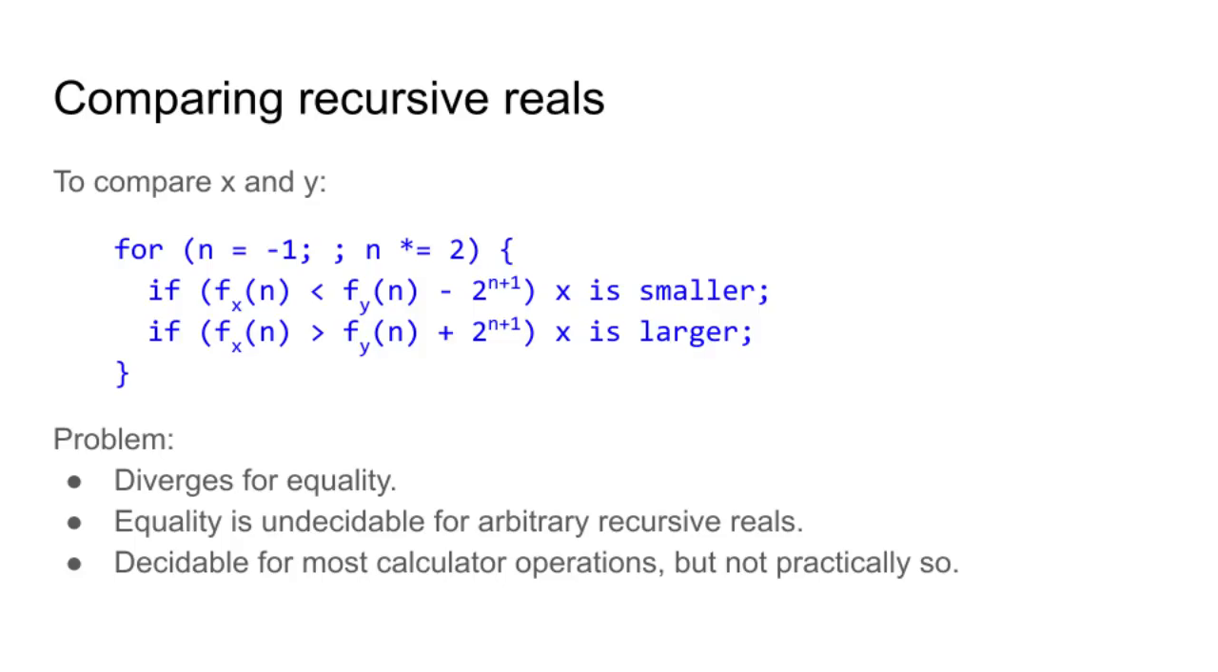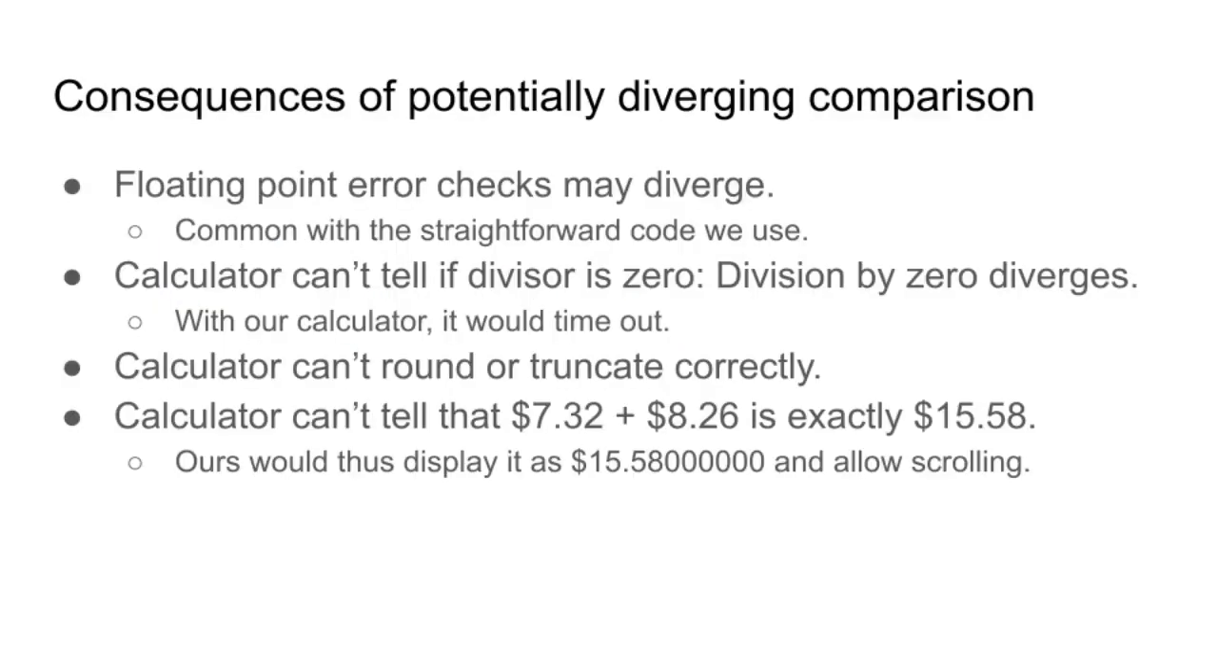Unfortunately, this has the disadvantage that it diverges for equality. This is inherent in the general case. It's easy to show that equality comparison of recursive reals is undecidable, and it also appears to be the case in practice for recursive reals produced by calculator-style operations. The fact that equality is undecidable has a number of unfortunate disadvantages which are listed here.